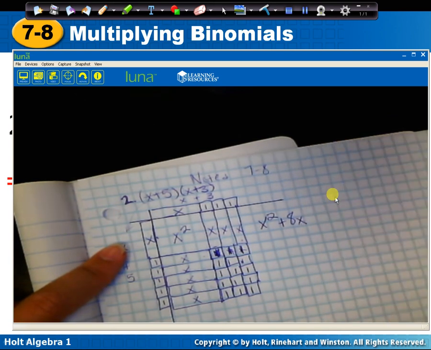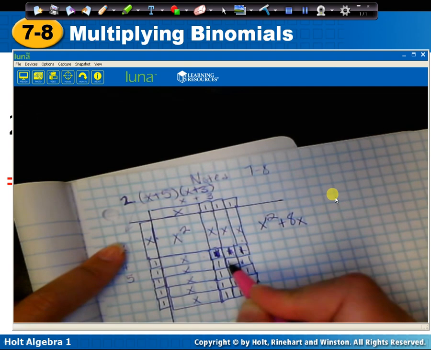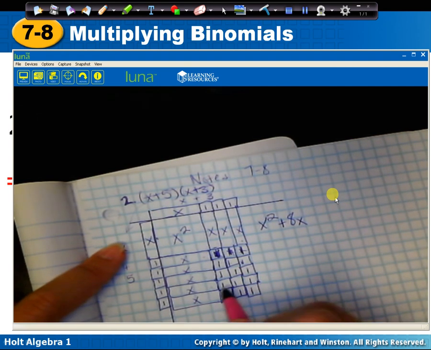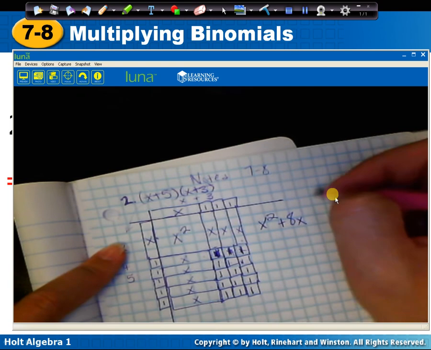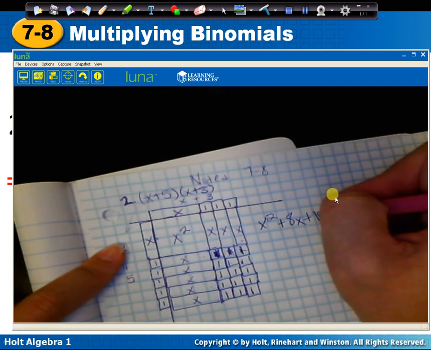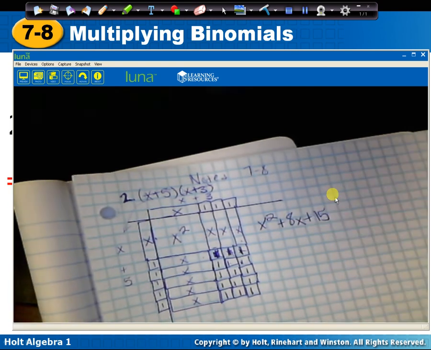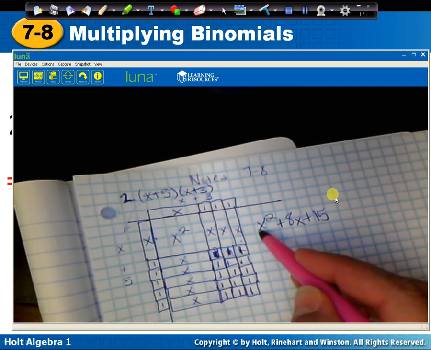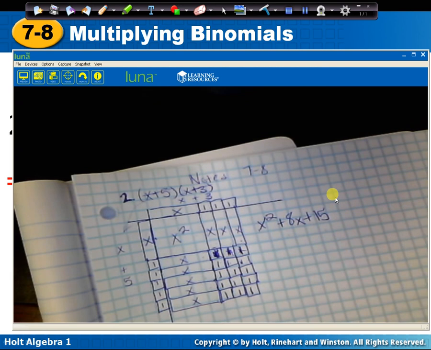Now I'm going to count my unit pieces. 1, 2, 3, 4, 5, 6, 7, 8, 9, 10, 11, 12, 13, 14, 15. Plus 15. Now if you look back at your paper, at what you just wrote down using the distributive property, you should have also had x squared plus 8x plus 15. And that is the final answer.